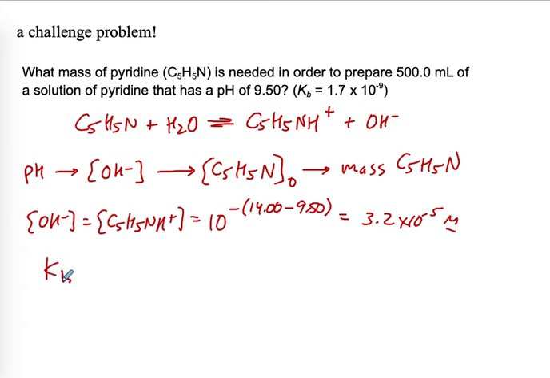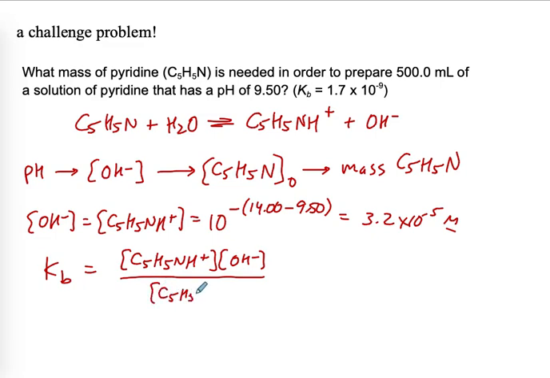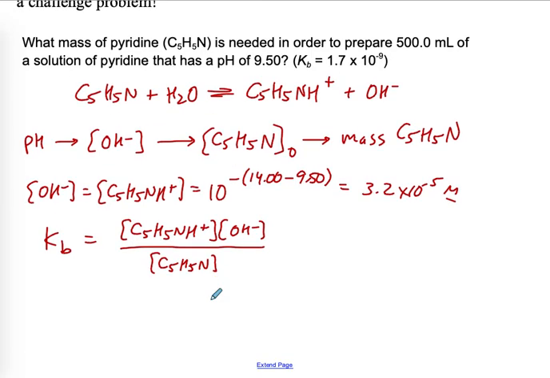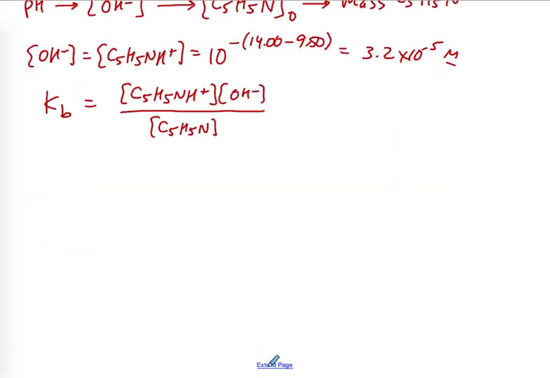If I look at my Kb expression, Kb is equal to the concentration of the conjugate acid times the concentration of hydroxide. Notice I just calculated both of those at equilibrium, divided by the concentration of base at equilibrium. I have three of those, and I'm trying to solve for the fourth. So let's rearrange to isolate the concentration of pyridine, C5H5N.